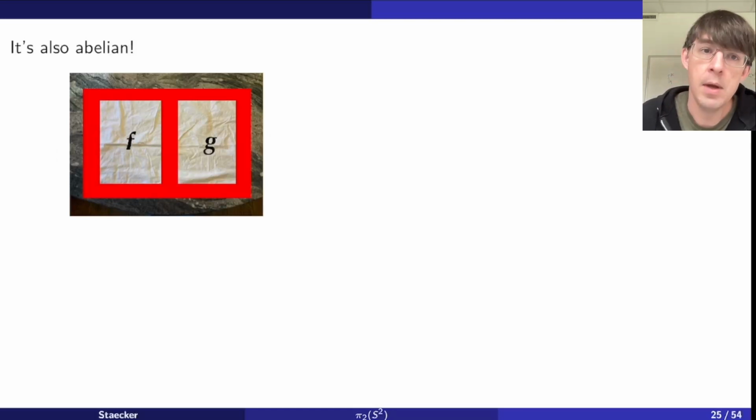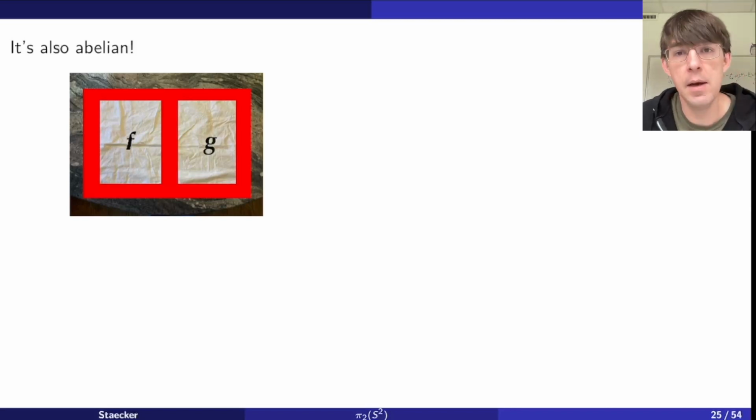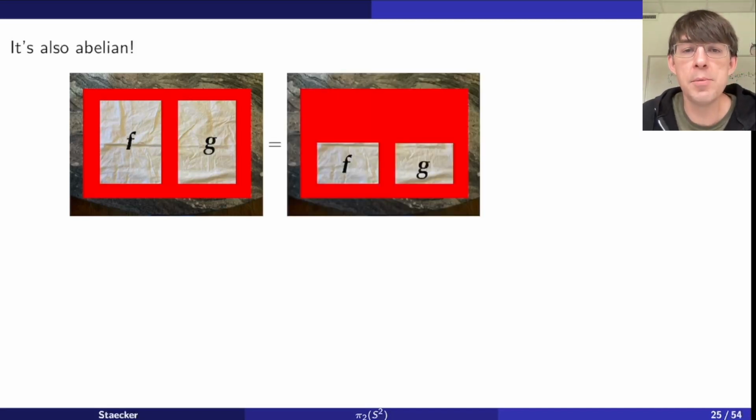All right. And one very interesting thing, and this is actually a general property of pi2, which is not true of pi1. It's also abelian. Remember, that means that it's like commutative. The operation is commutative. F plus g is the same as g plus f. How do you see that? Well, if I start with f plus g right there, remember I can stretch and bend these things around. So I'm going to first just stretch them down so that they only are doing stuff on the lower half.